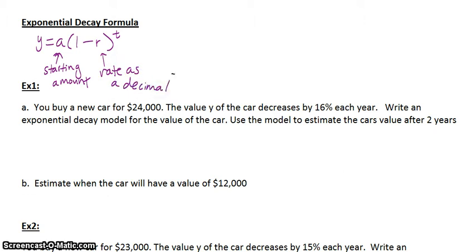T represents the years since the starting year. And again, it could be months or something, but usually they use years. All right, so here's my first example.